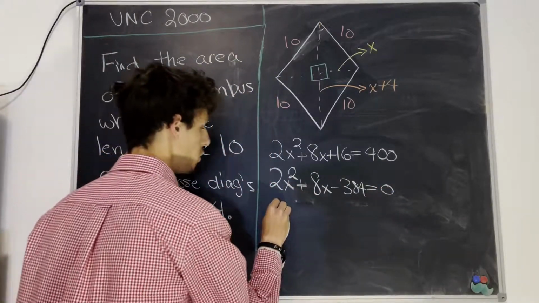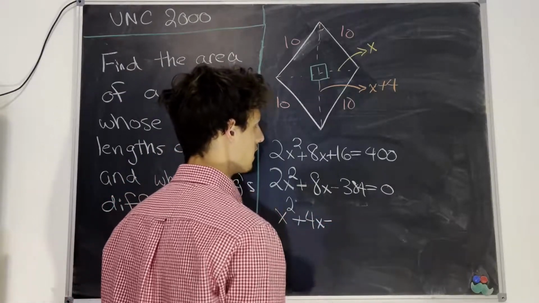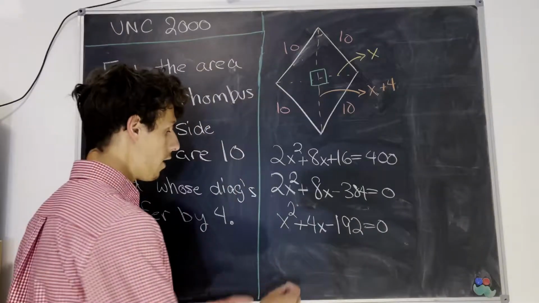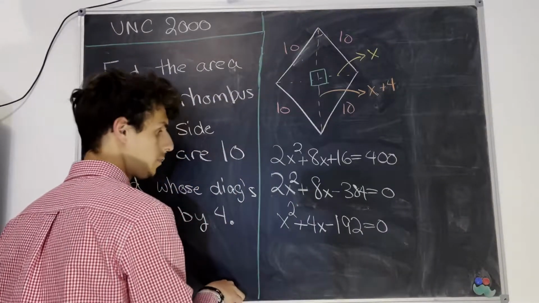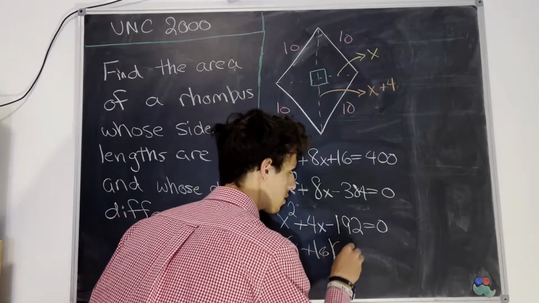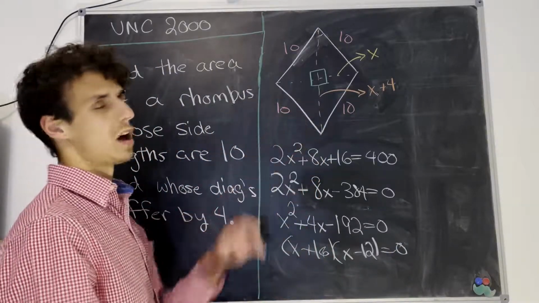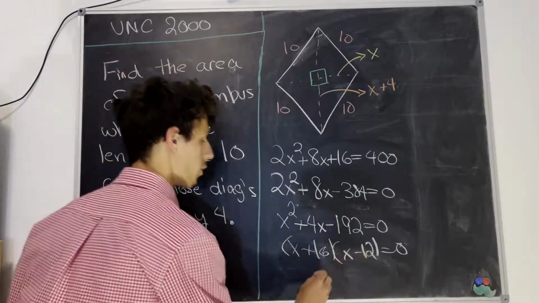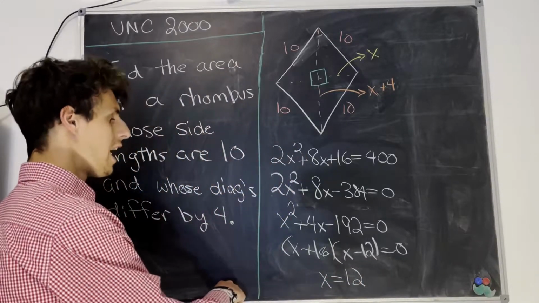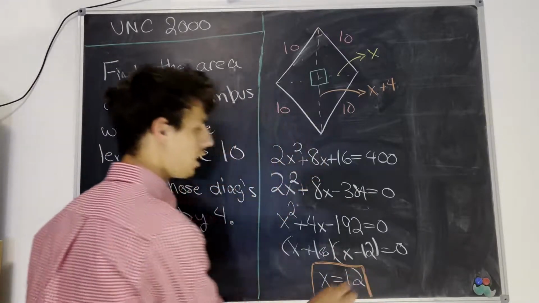Now, dividing 2 out of the whole thing, we get x² plus 4x minus 192, which is equal to 0. But now this equation factors very nicely as (x plus 16) times (x minus 12) is equal to 0. Because we're talking about area here, we're only worried about the positive solution, which is x equals 12. X equals negative 16 doesn't make a whole lot of sense in an area geometry setting.